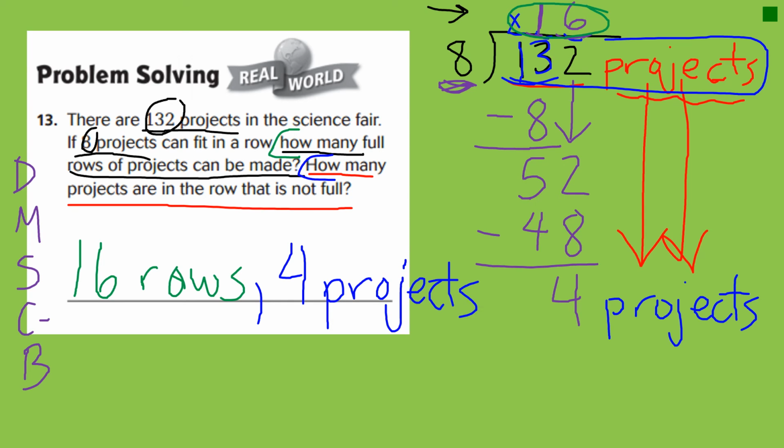Okay? So we answered how many full rows, 16 full rows. How many projects are in the row that isn't full? 4. 4 projects are left in that last row. In row 17, there will only be 4 projects. All right, awesome job. Let's keep going.